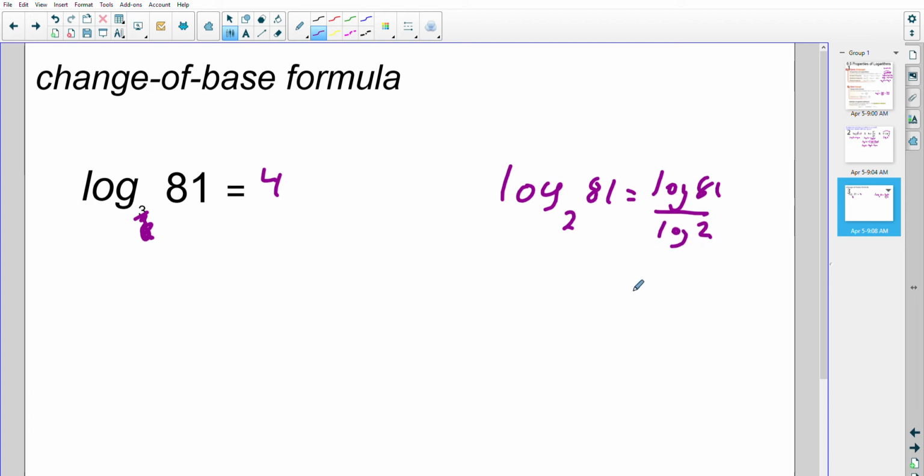And if you don't want to do that, it's also equal to ln, natural log 81 over the natural log of 2. They're equal to the same thing. Then you would take your calculator and figure out what that is. So let's see, I'll just do the natural one. You can check both of them just to make sure that they are equal. ln of 81, divided by the ln of 2. And that should be approximately equal to 6.3.